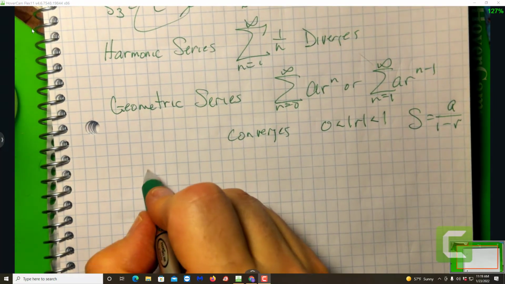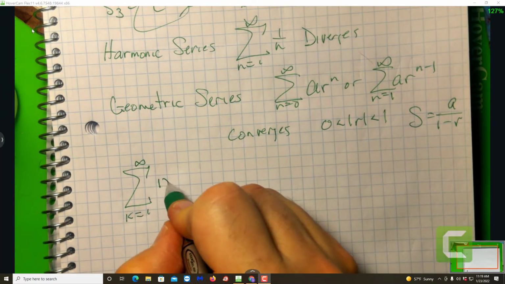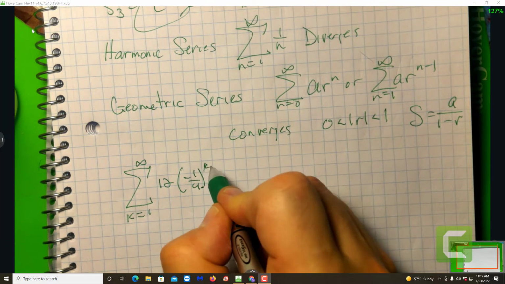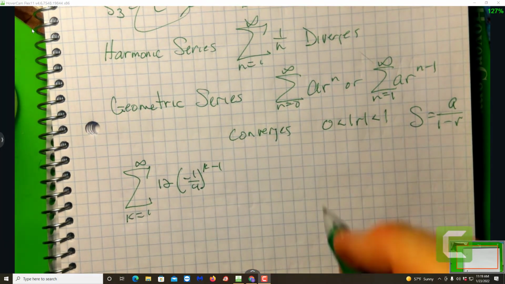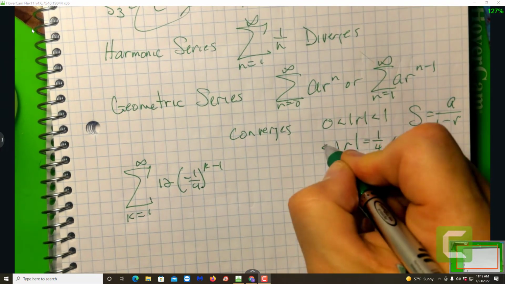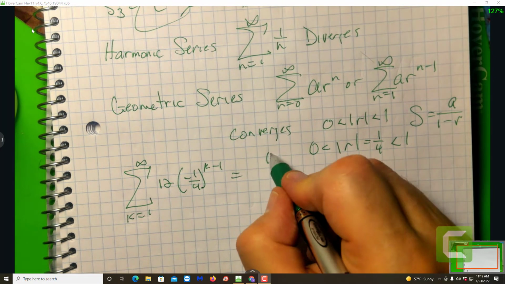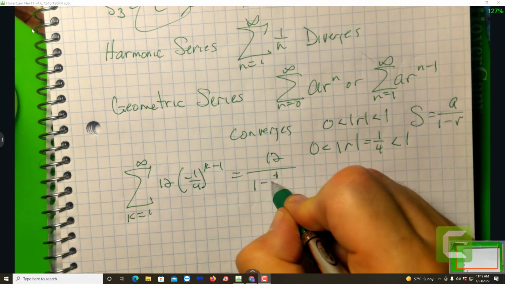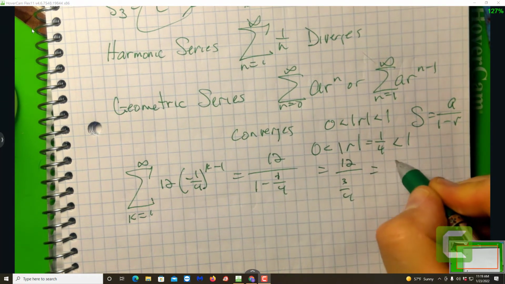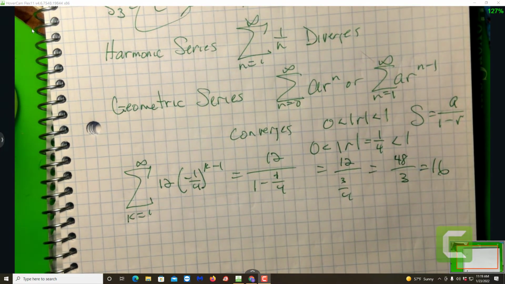So let's say I gave you this series. I'd say, hey, look, the absolute value of the common ratio is a fourth. That's a proper fraction, so it converges. And it converges to 1/4 over 3/4, which is 12 over 3/4, which is 48/3, which is 16.